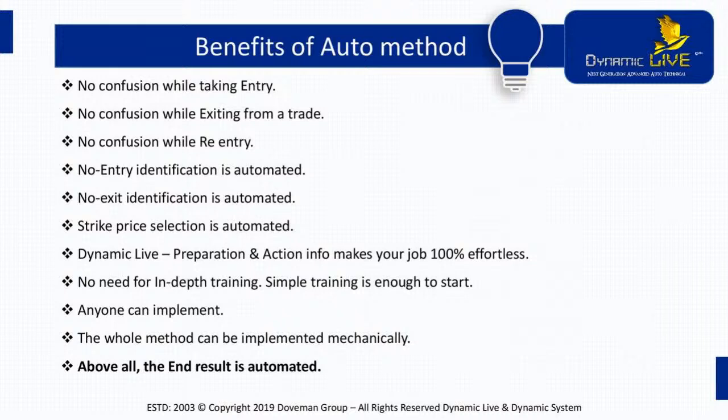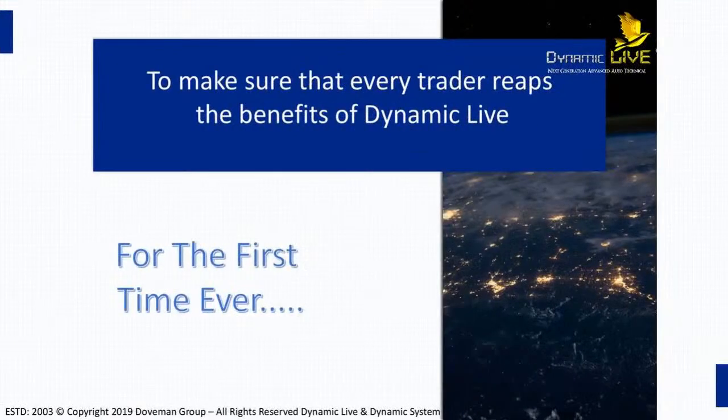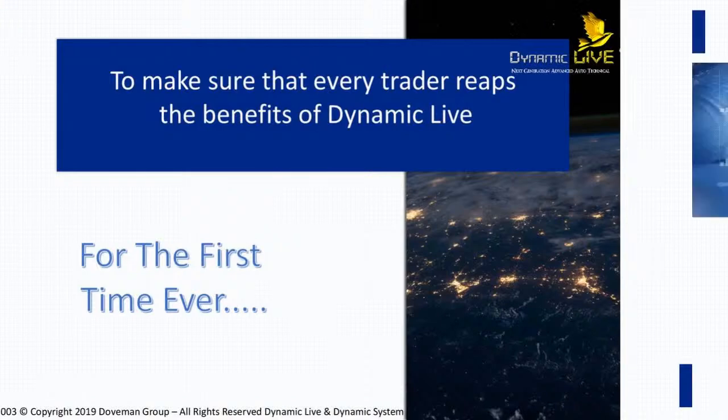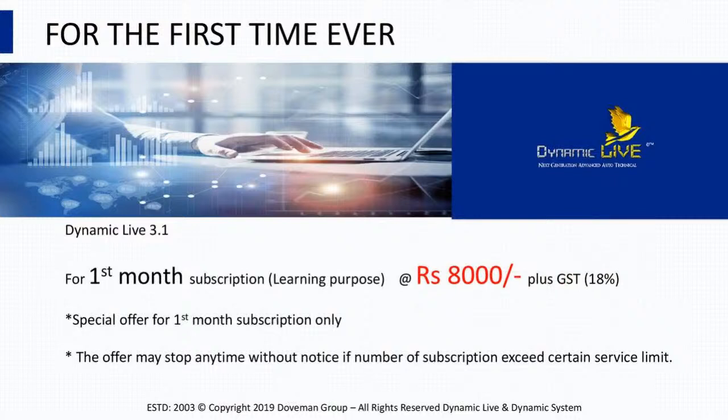And today, to make sure that all of you can first get your hands on it to understand its true benefits, today to make sure that every trader can reap the benefits of this Dynamic Live, for the first time ever in the last 12 years, let me repeat this, for the last 12 years, for the first time ever, the management at Dominic Group has come up with a very big special offer. And what is the offer? Let's have a look. Today, you can get this Dynamic Live by investing just 8,000 rupees plus GST, and you get it for 1 month.